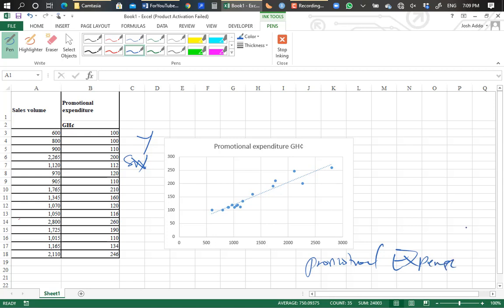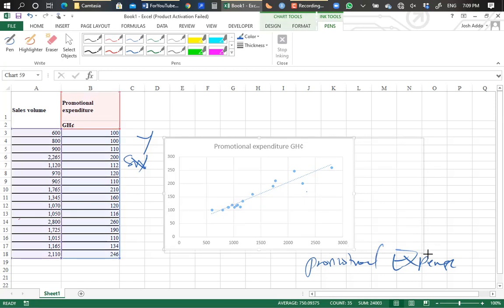Alright, so I'm just using this same graph. I think it will be a good thing to enlarge the graph. Sorry about that.